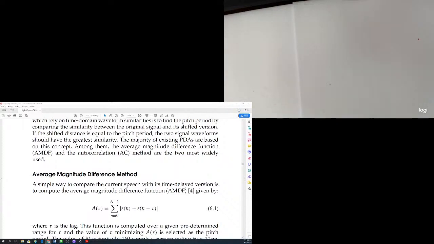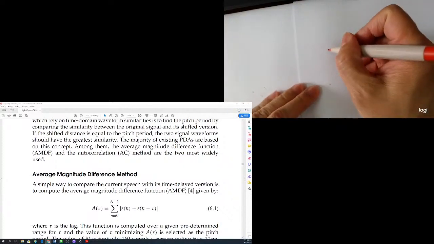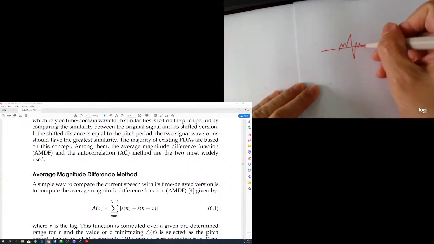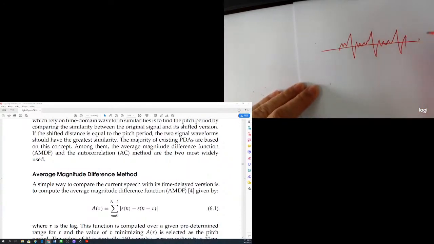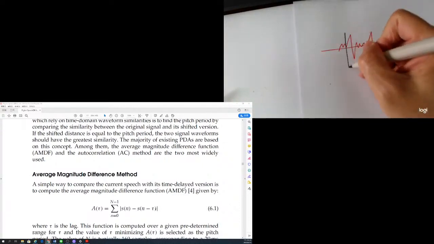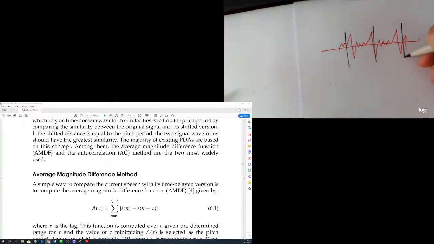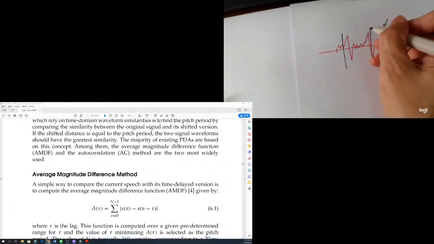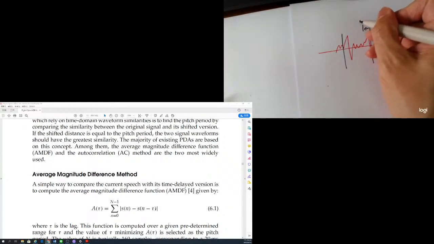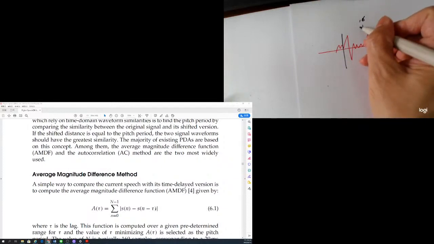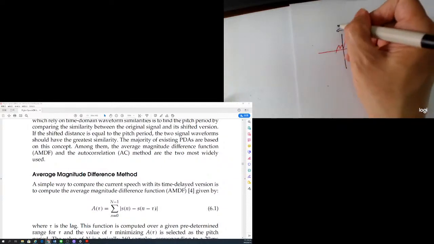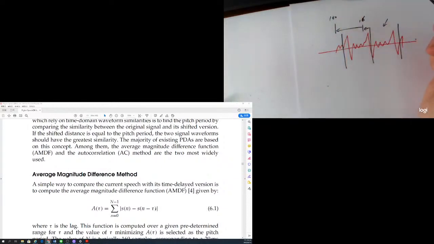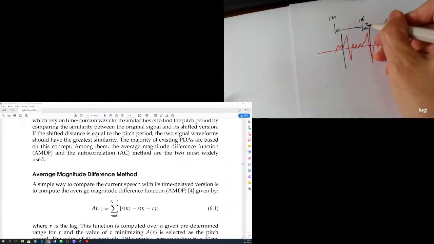What's the tau here? You have a speech signal, and then you have a waveform. You partition it into many speech frames. Regarding this speech frame, you move it, searching from 16 to 100, like 116. So this one is your tau.